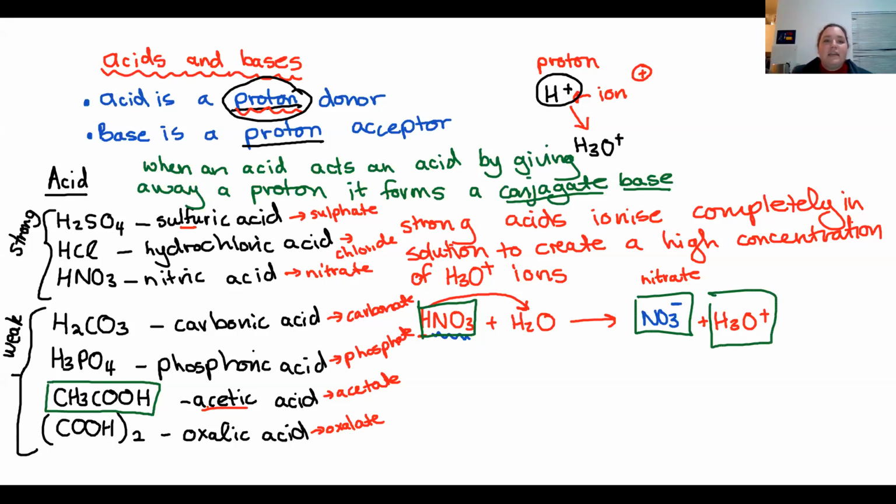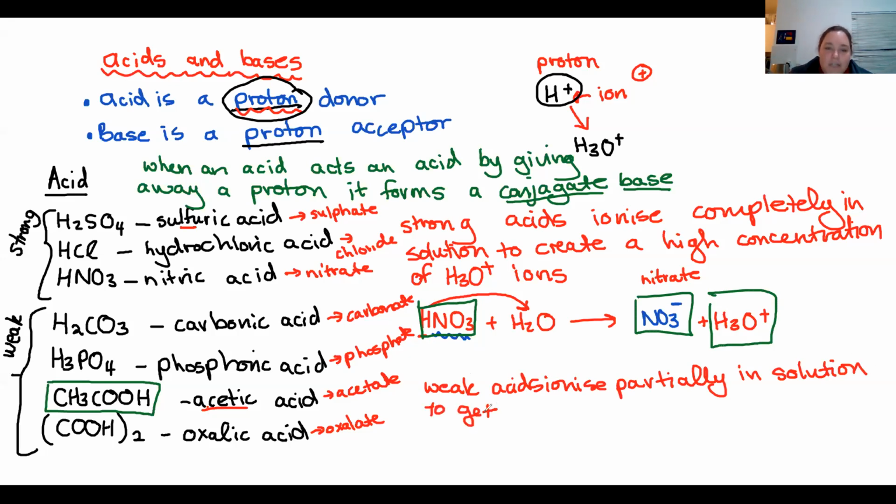If we are instead dealing with a weak acid, weak acids ionize partially in solution to generate a low concentration of H3O plus ions.